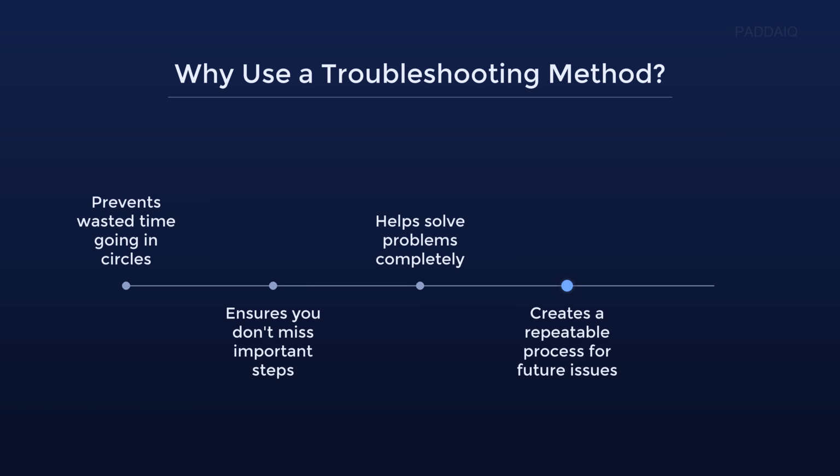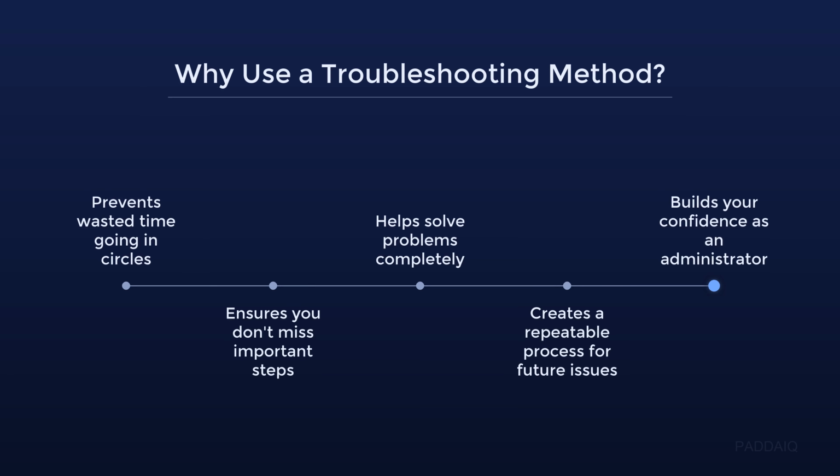It creates a repeatable process for future issues. This means establishing a consistent approach so anyone can handle problems the same way each time. For example, if an integration flow fails, your team follows predefined steps to check logs and connections. This builds efficiency and ensures reliable issue resolution every time.